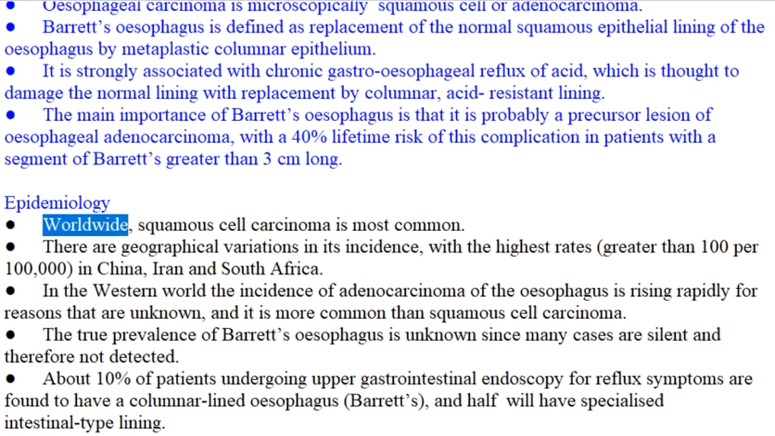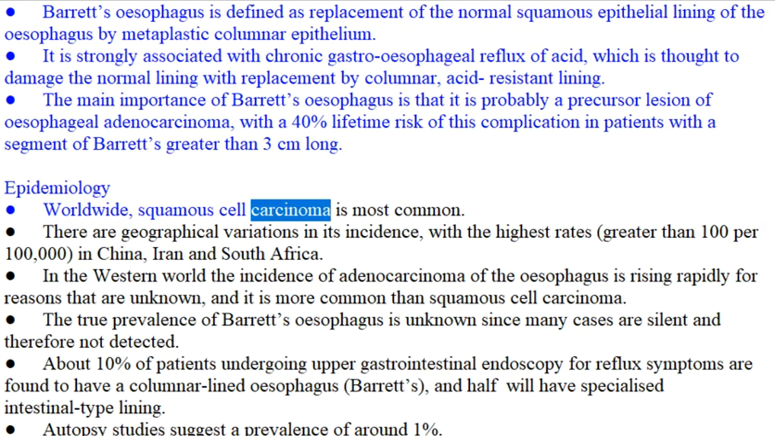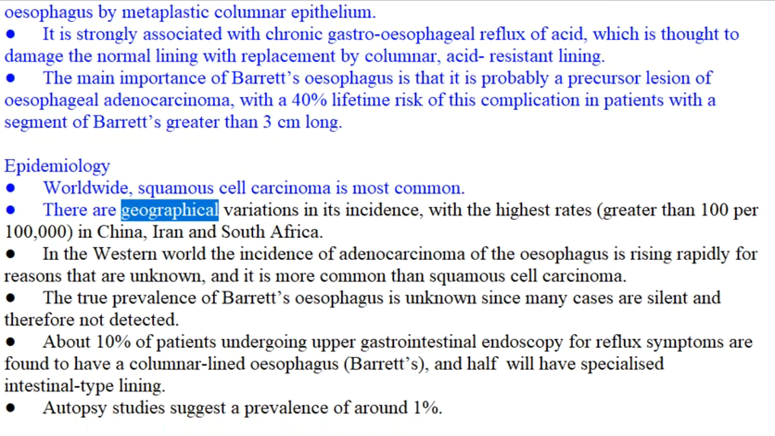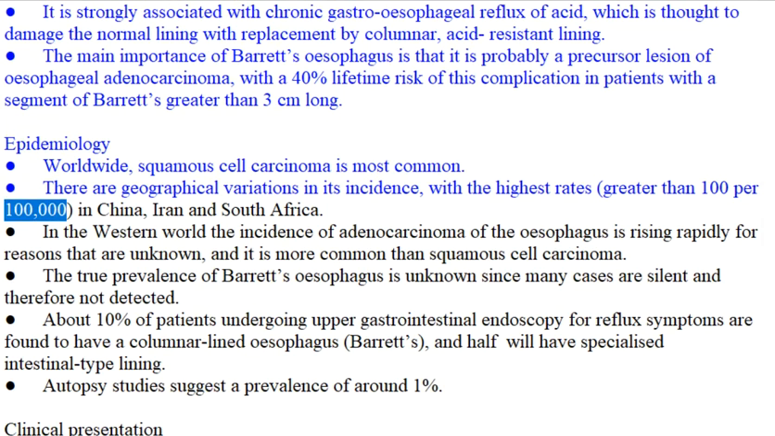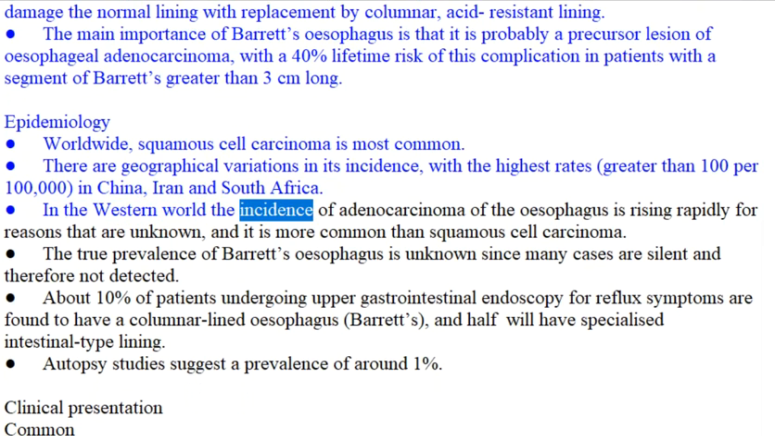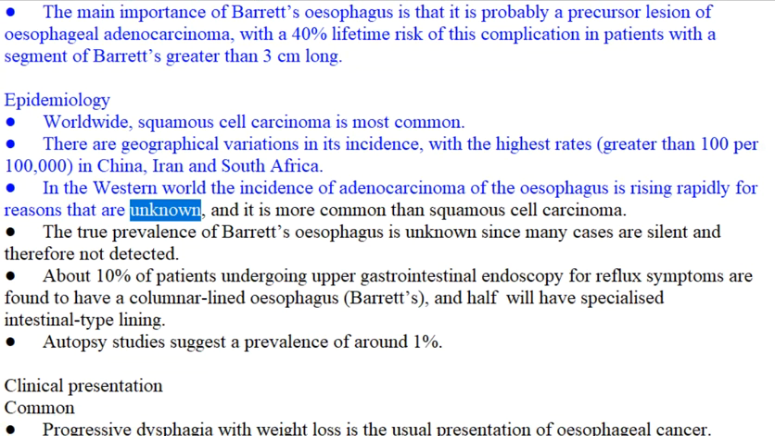Epidemiology. Worldwide, squamous cell carcinoma is most common. There are geographical variations in its incidence, with the highest rates, greater than 100 per 100,000, in China, Iran, and South Africa. In the Western world, the incidence of adenocarcinoma of the esophagus is rising rapidly for reasons that are unknown, and it is more common than squamous cell carcinoma.